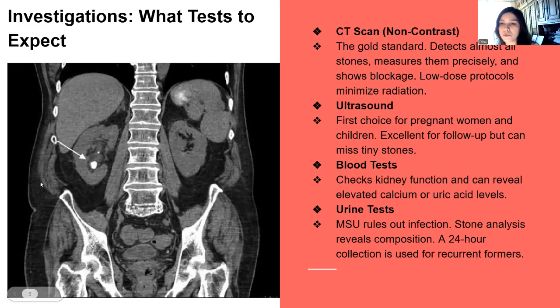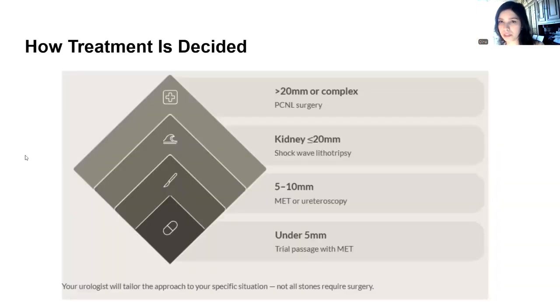Ultrasound is a good choice for pregnant women, for children, and excellent for follow-ups, but sometimes we can miss some tiny stones when using ultrasound. Blood tests, so we will be checking the calcium level and uric acid level to find out the cause. Urine tests, to find out if there is an infection. Stone analysis is crucial.